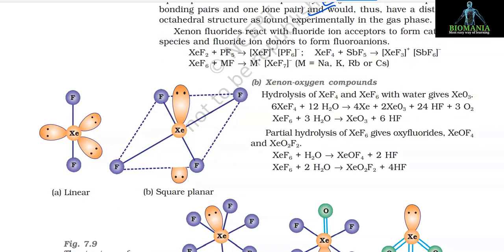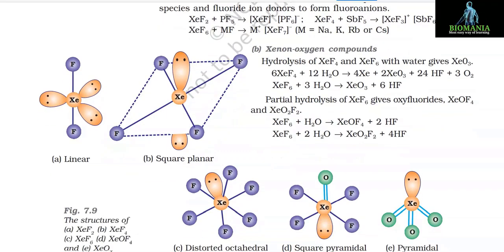Xenon fluorides react with fluoride ion acceptors to form cationic species and fluoride ion donors to form fluoroanions. Reactions are XeF2 plus PF5 gives out XeF+ and PF6-. XeF4 plus SbF5 gives out XeF3+ and SbF6-. XeF6 plus MF gives out M+ XeF7-, where M is Na, potassium, Rb or cesium.